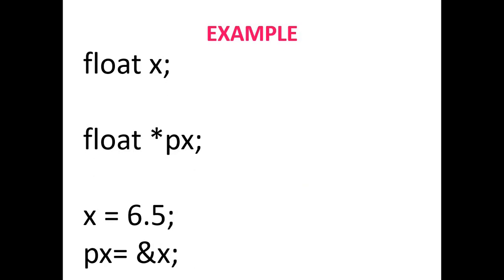Now, if we look at the example here, we have mentioned float x and float star px. Here, x is a variable name, and for that we have created a pointer named float star px. Please note, we can mention the star soon after the data type or just before the variable name, that is px. We have stored the value x equal to 6.5, and this is the pointer declaration. This statement performs pointer initialization, that is px equal to ampersand x, so px will now hold the address of the x variable.